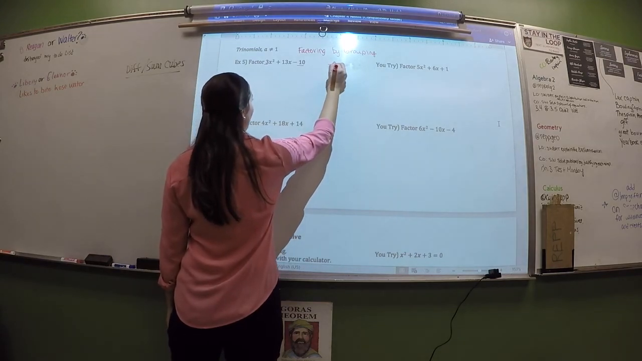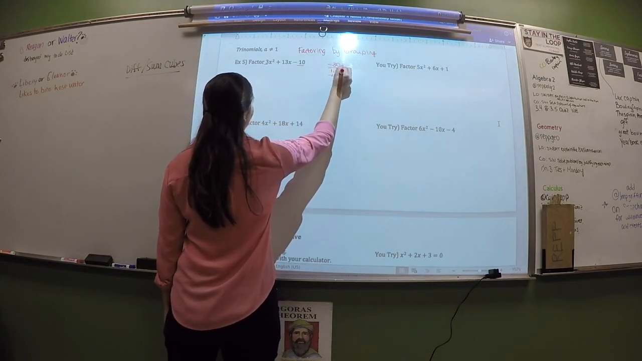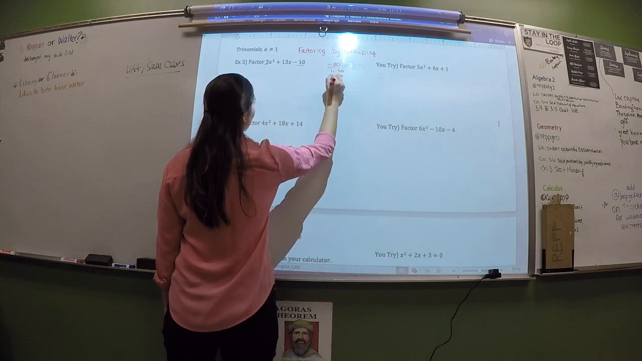Then you are going to see what numbers make negative 30. So I have 1 and negative 30. I have negative 1 and 30. I have 2 and negative 15. I have negative 2 and 15.